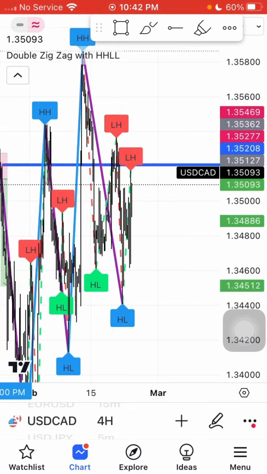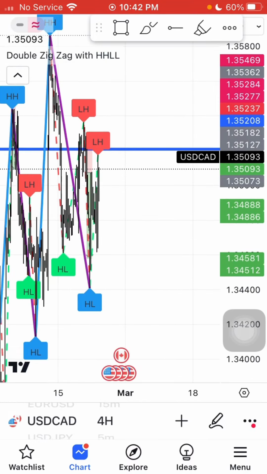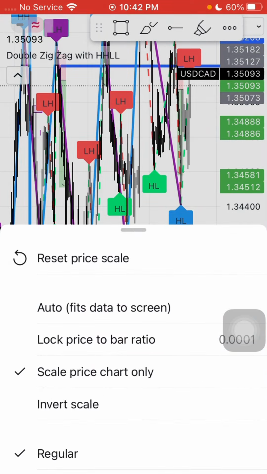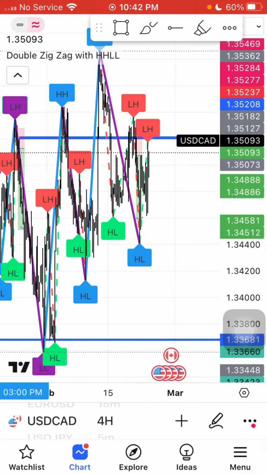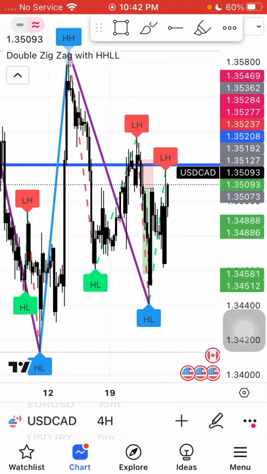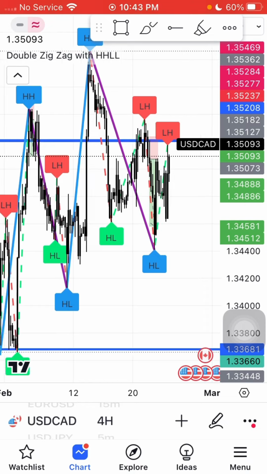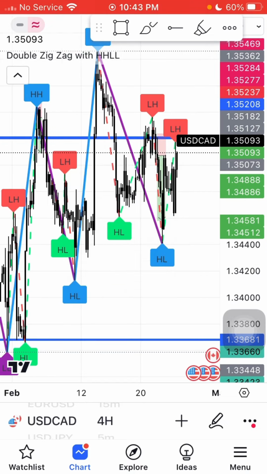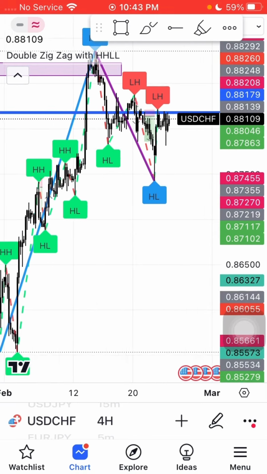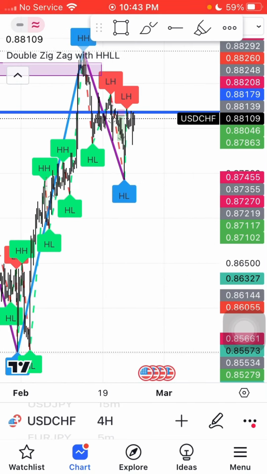So that is it, guys. For here we can't really see any clear structure, no clear structure. So we move on, guys.